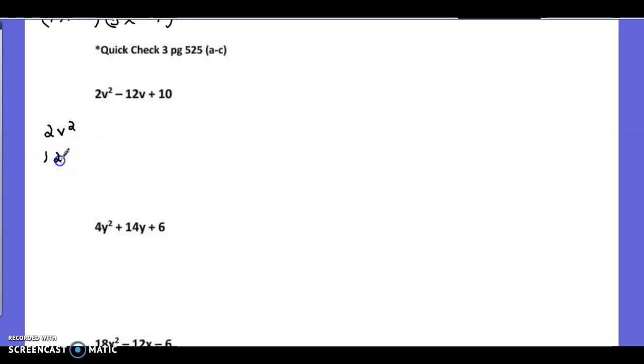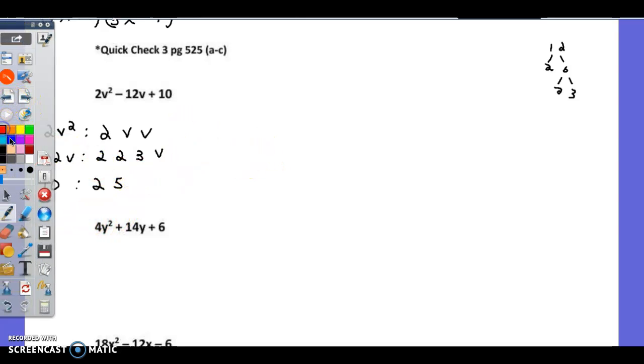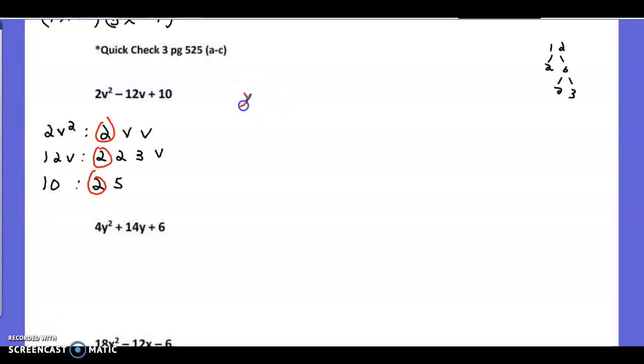terms and then the prime factorization of each term. So 2 is a prime number, and we have 2 v's. 12, we have 2 and 6, 2 and 3. So 2, 2, 3, and then a v. And 10, when we break that down, we have 2 and 5. So if you can see, what's in common in all 3 of these is we have a 2 in each one. So we are going to take out the 2, then inside we're going to have what's left over.